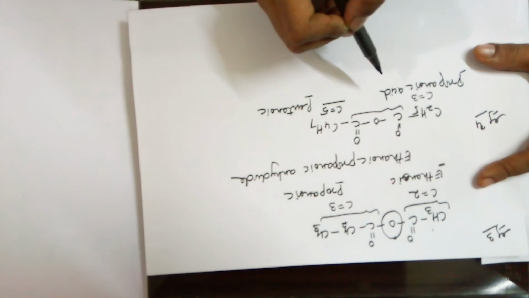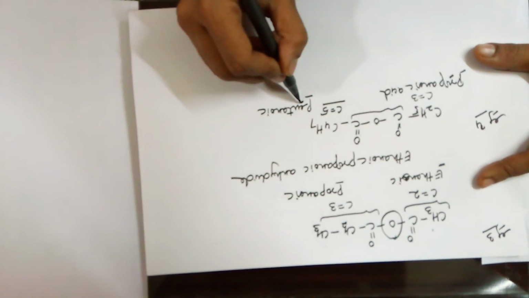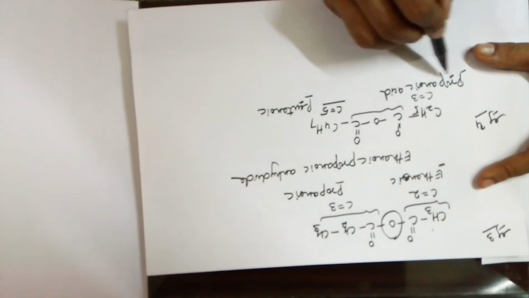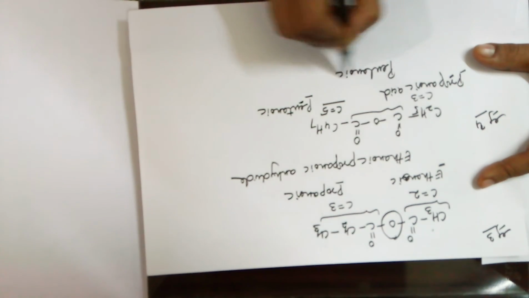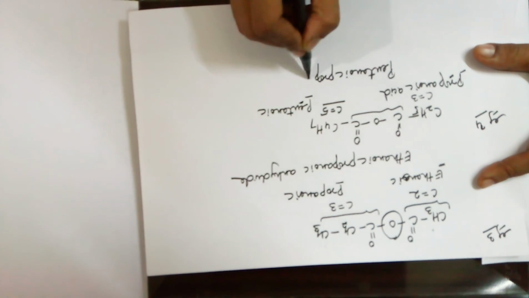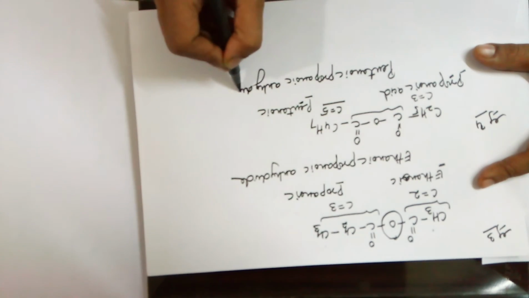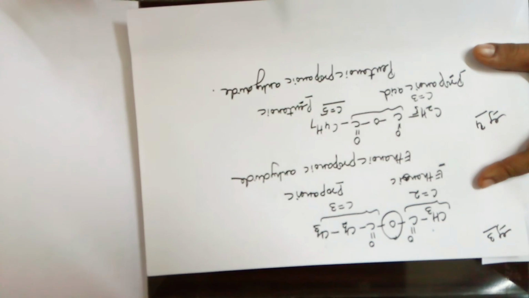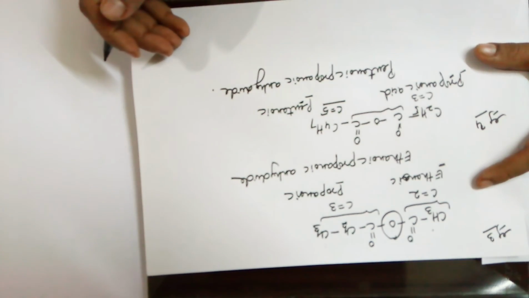Alphabetically, both begin with P. Move on to the next alphabet. This begins with an E, this begins with an R. So, you look for this in the alphabetical order. This would come first, followed by propanoic. The name is pentanoic propanoic anhydride. This is how you do it for an unsymmetrical anhydride. Thank you.